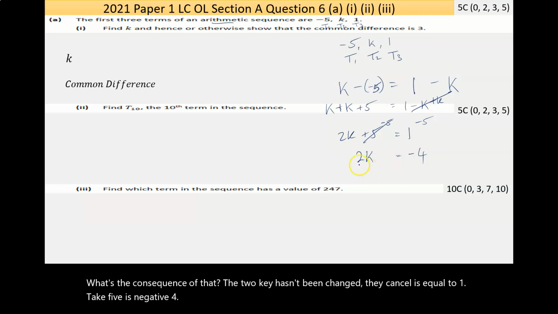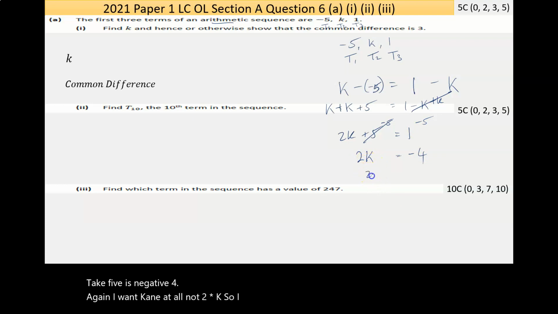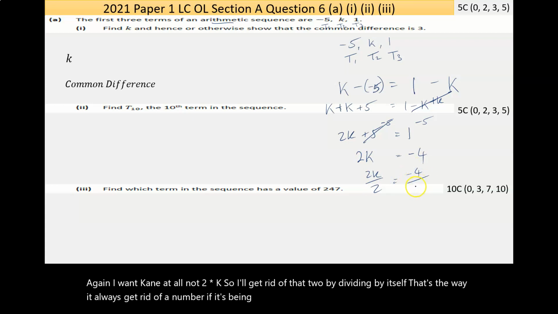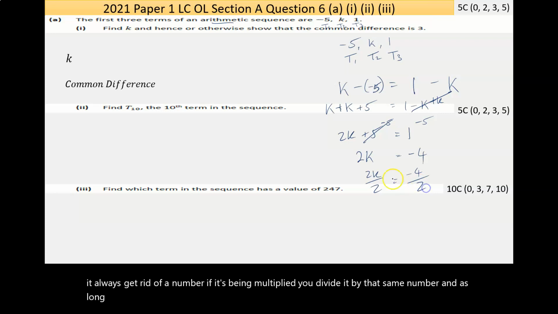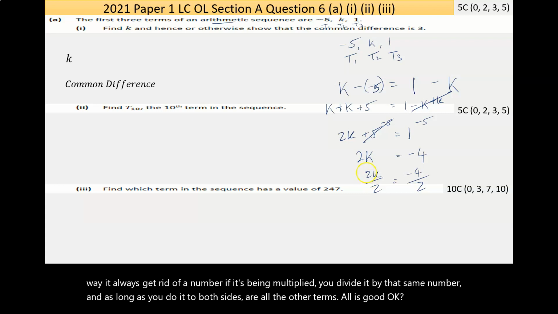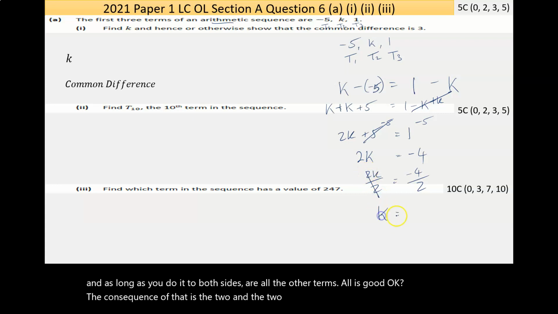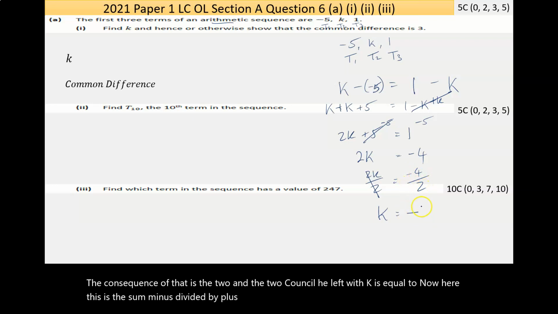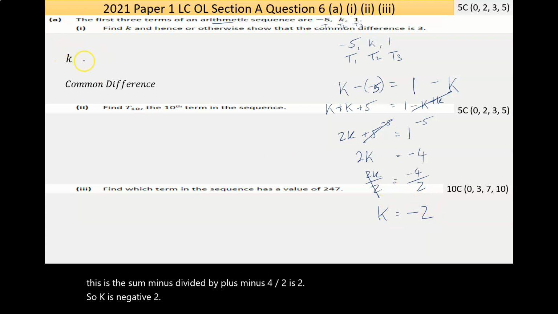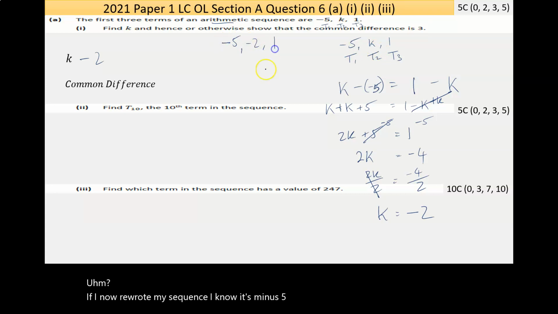Now again, I want k on its own, not 2 times k. So I'm going to get rid of that 2 by dividing by itself. That's the way to always get rid of a number. If it's been multiplied, you divide it by that same number. And as long as you do it to both sides or all the other terms, all's good. The consequence of that is the 2 and the 2 cancel. You're left with k is equal to, now here, this is a sum. Minus divided by plus is minus. 4 divided by 2 is 2. So k is -2. Now, if I rewrote my sequence, I know it's -5, -2, 1.